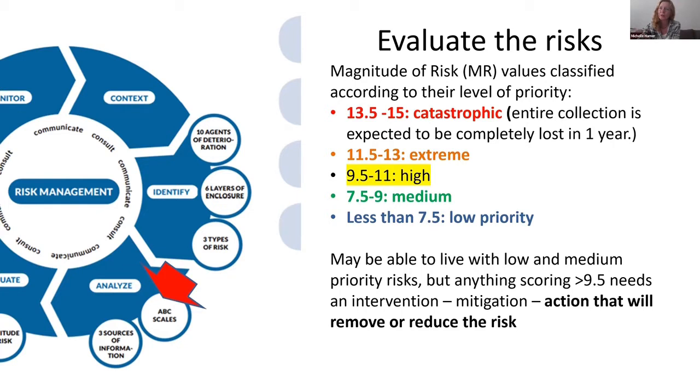You'll lose your whole collection. Or it can be extreme, so that's 11.5 to 13, or it can be high. And you can probably live with the medium and low priority risks. But you have to do something about catastrophic risks or extreme risks. You can't know they're there and not do anything. And even high risks, you should do something about them, not just live with them.